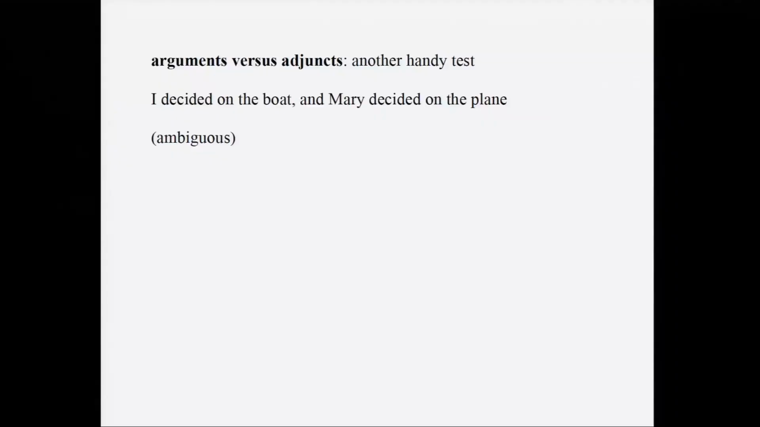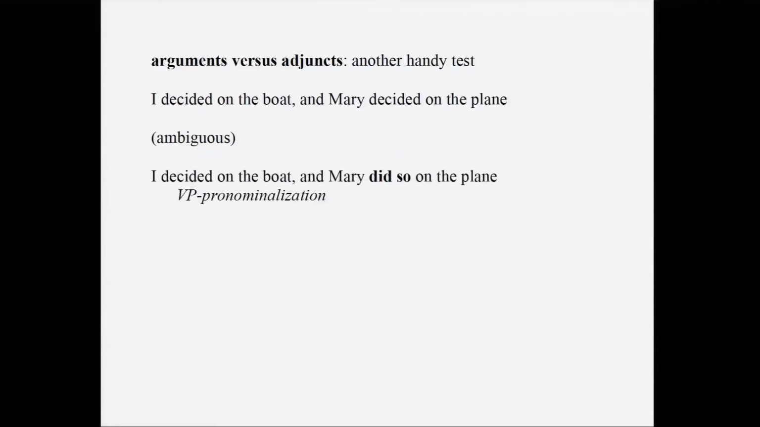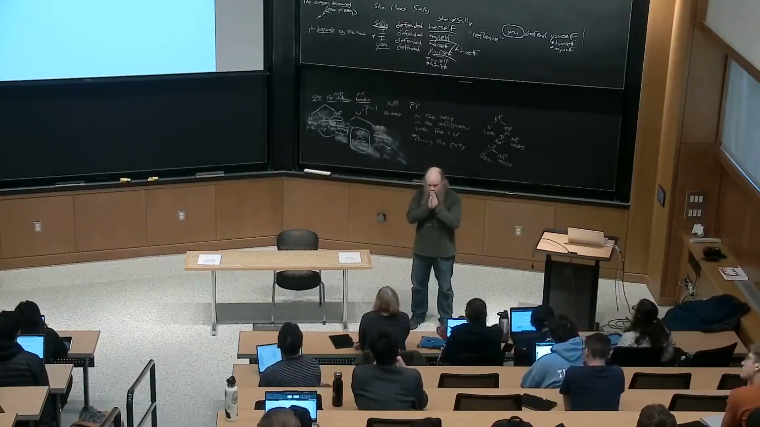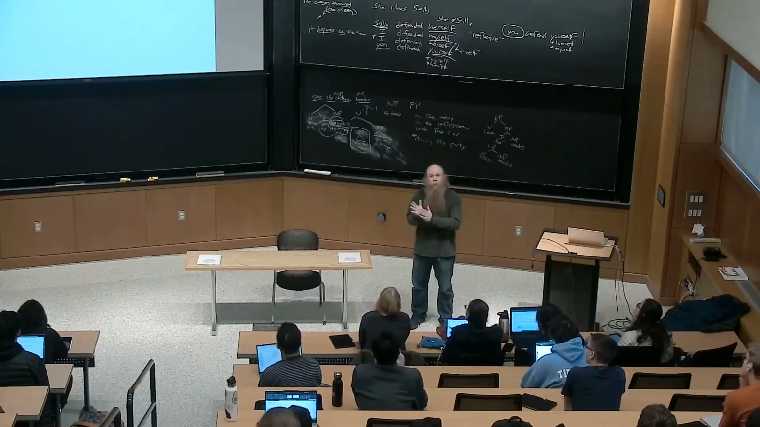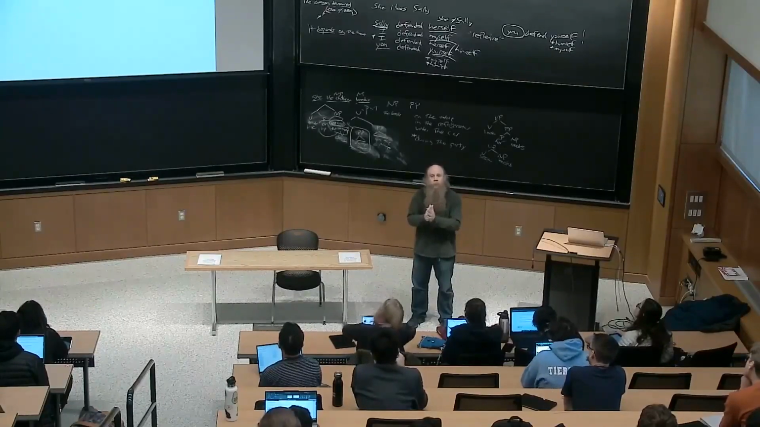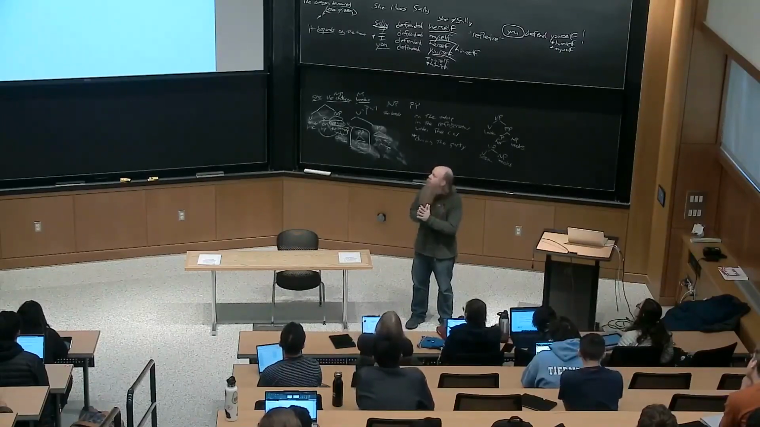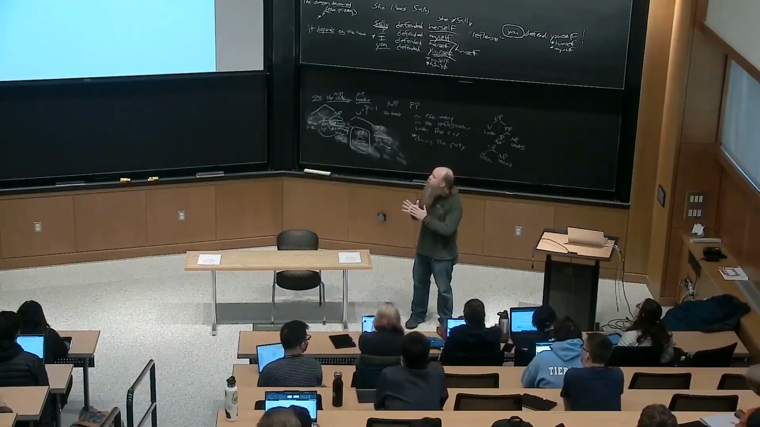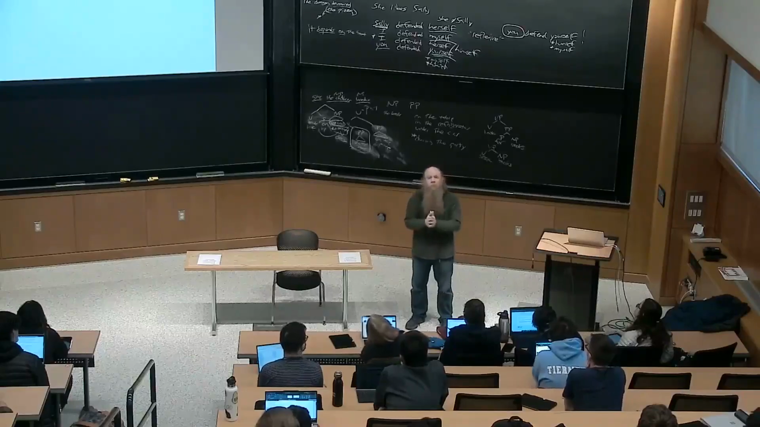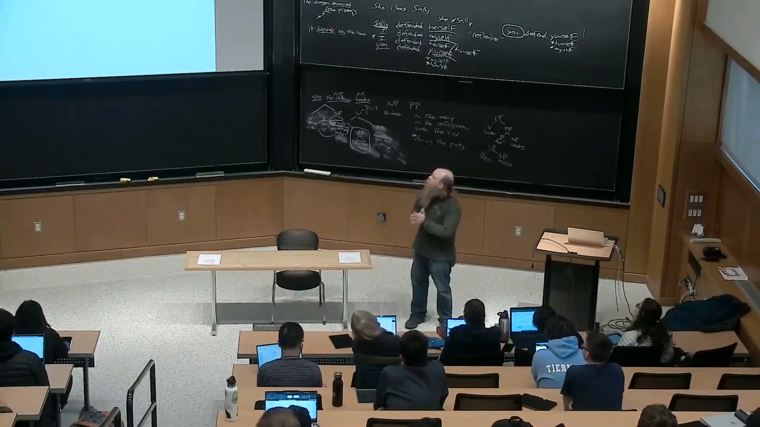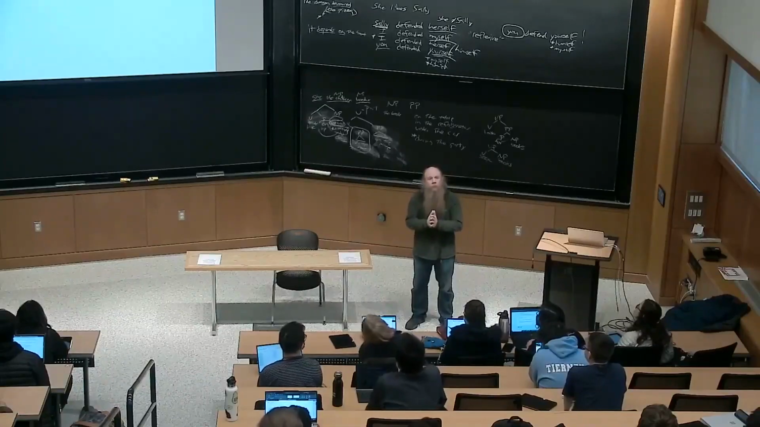Okay. Now, consider this sentence. "I decided on the boat, and Mary did so on the plane." Does that mean two things? I don't think so. What does that one mean? Joseph? That's the example. I decided to become a linguistics major while I was on the boat, and Mary chose not to, but she found something. Yeah, exactly. So I made the right decision on the boat, and Mary made the wrong decision on the plane. Yeah, can mean that.